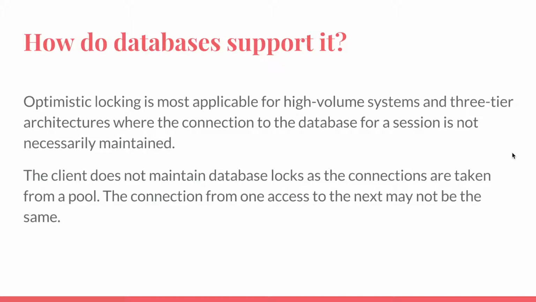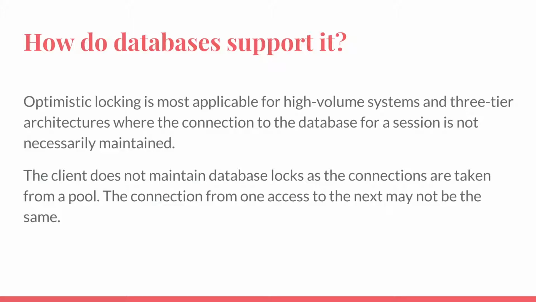So how do databases support optimistic locking? Firstly, optimistic locking is most applicable for high-volume systems, and it will be a 3-tier architecture where the connection to the database for a session is not necessarily maintained. Clients are also unable to maintain these database locks, as the connection to the database will actually be from a pool. In other words, the client will not be using the same connection for each access. In this way, this implementation with optimistic locking can actually guarantee that the record in the database will not be changed between the time it was read and the time it was written. This will definitely protect the integrity of the database.